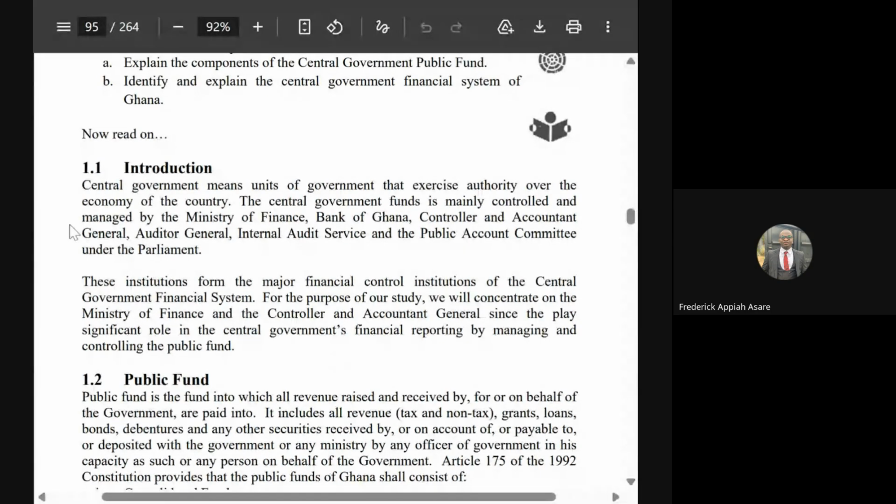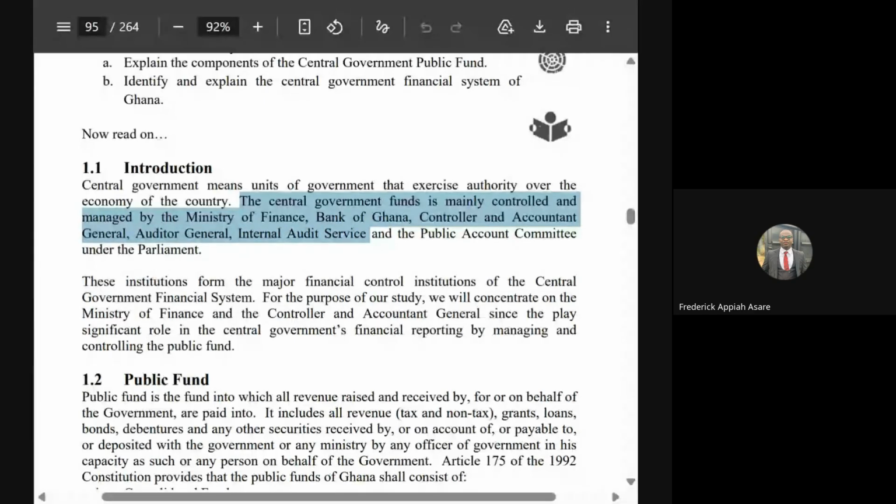Now, central government means the unit of government that exercises authority over the economy of the country. So in Ghana, it's only the Ministry of Finance that will exercise authority over the economy of the country, not the economy of the district. The central government funds are mainly controlled and managed by the Minister of Finance, the Bank of Ghana, because that is where the Consolidated Fund is, and the Controller and Accountant General, because those are the people who spend the money from the Consolidated Fund.